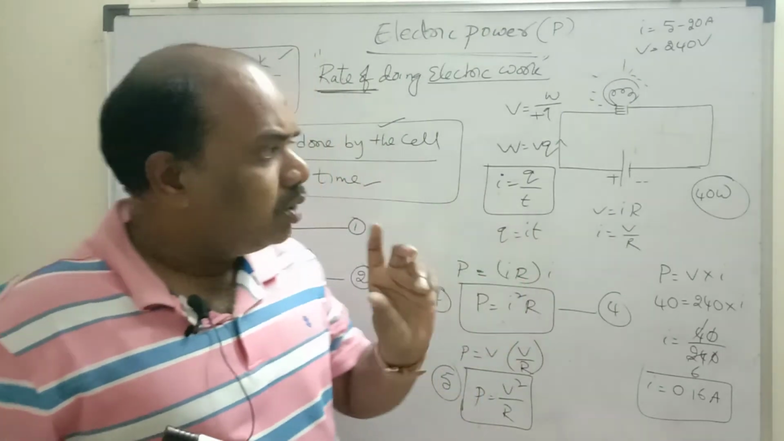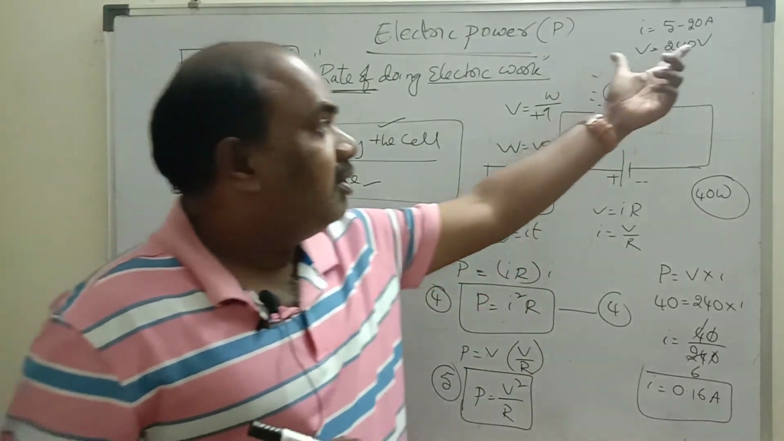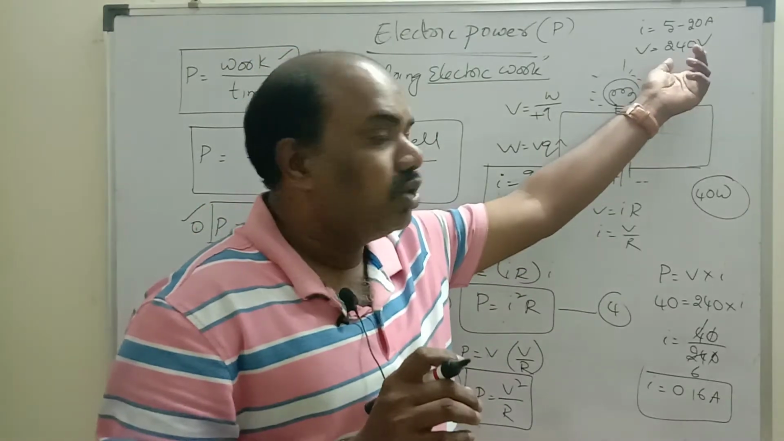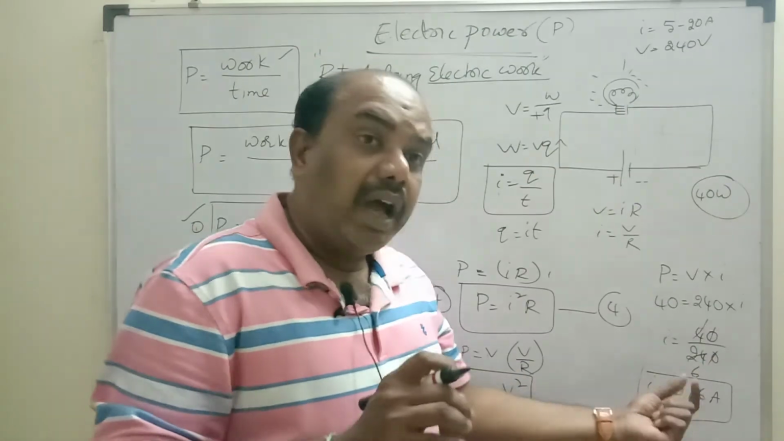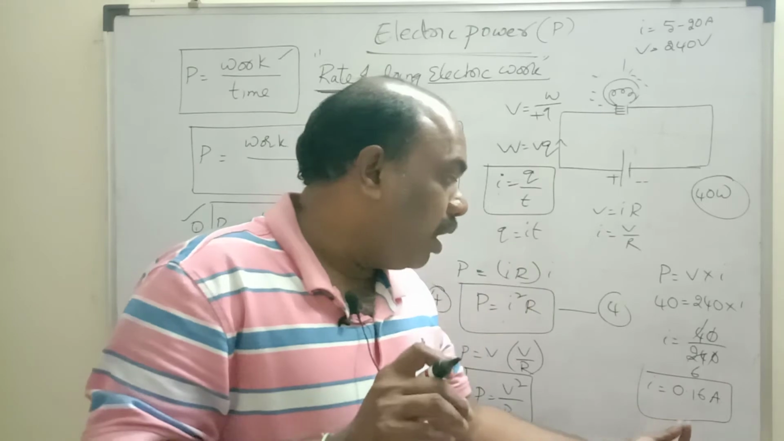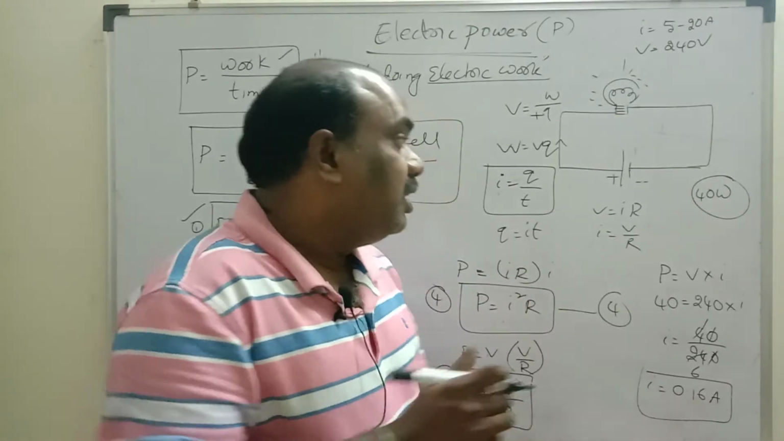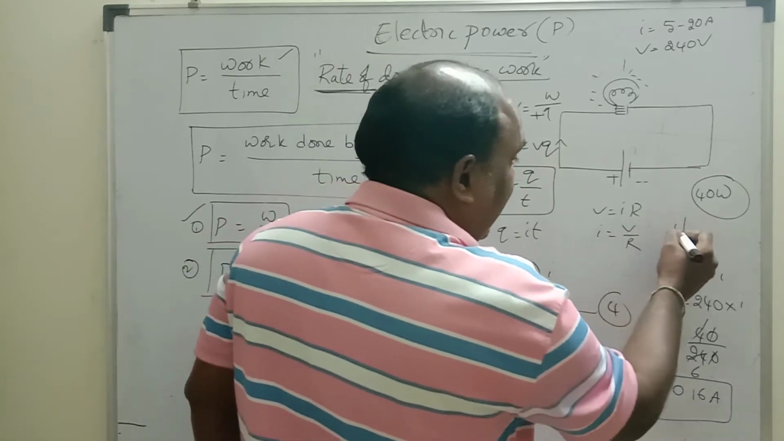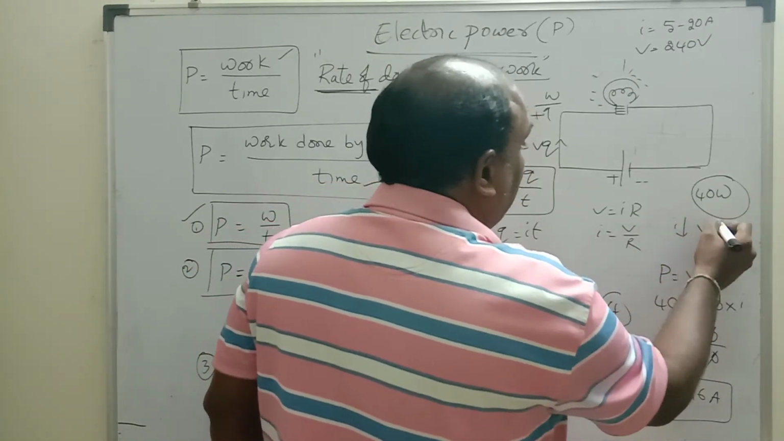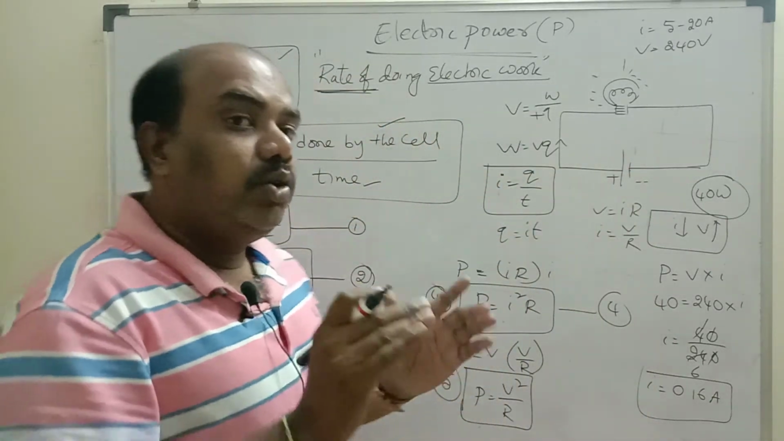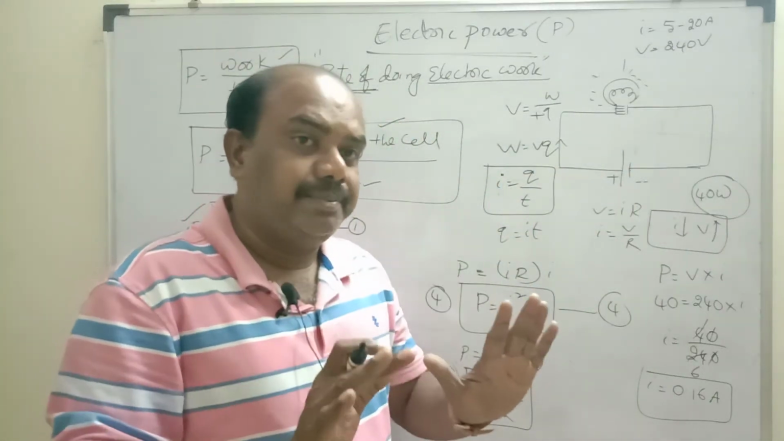If you have any doubt, you take a multimeter. With the help of the multimeter, you connect two terminals, and it shows 240 volt, and if you set the knob to ammeter, it shows 0.16 ampere. That means if current is less and voltage is more, then only we call it effective power transmission. Then only power losses will be less.